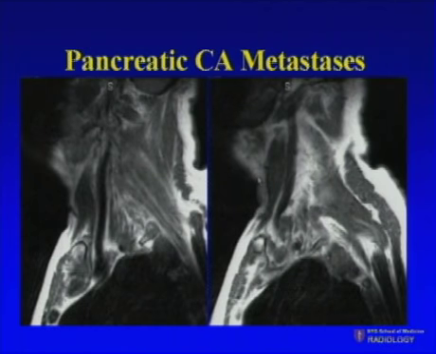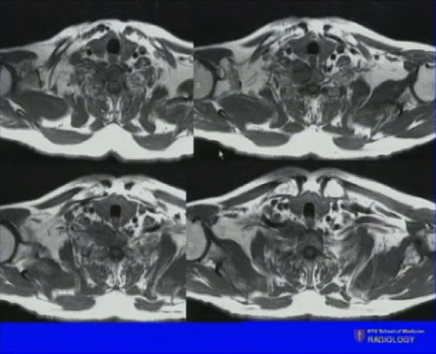This is another patient with pancreatic cancer who had metastasis. If we look at these sagittal images, we can see a soft tissue mass, which is really better defined on the axial images. It's involving the vertebral body, going out into the scalene complex. We can see it wrapping around the vasculature. This is the cause of her brachial plexopathy.